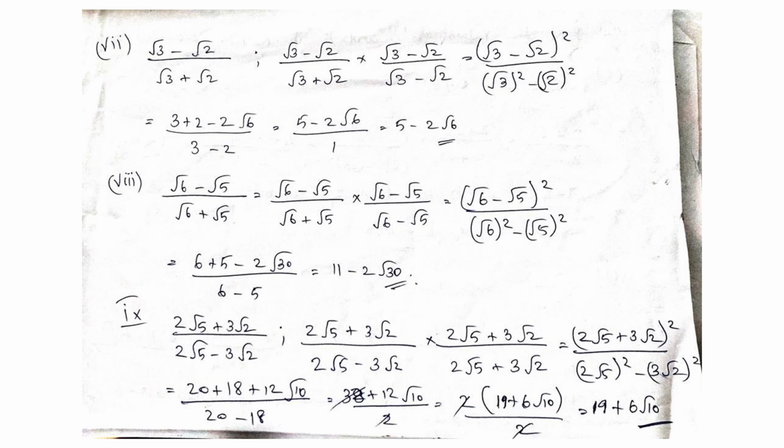Ninth sum, they have given 2 root 5 plus 3 root 2 divided by 2 root 5 minus 3 root 2. So the rationalizing factor should be 2 root 5 plus 3 root 2. Okay, the answer will be 19 plus 6 root 10.